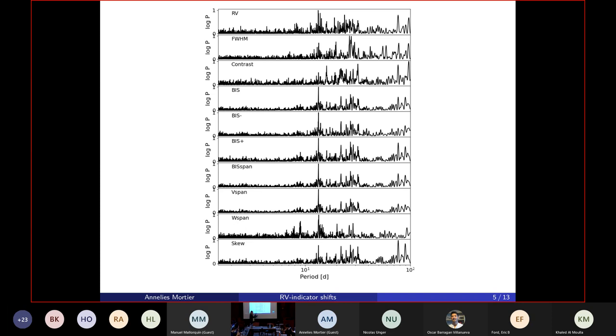Isn't it pretty? Can you point to 26? Say again? Can you point to 26? So the solar rotation according to this data set.